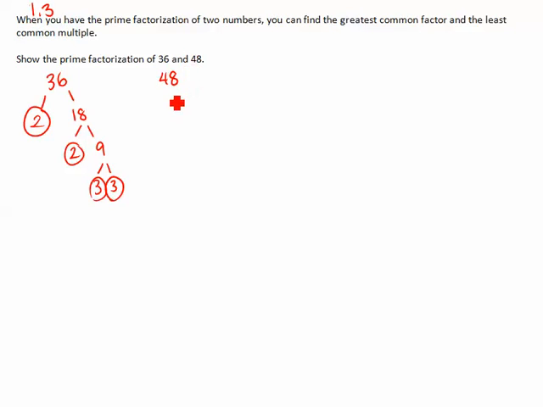Now the prime factorization of 48, I'll try a different way. Let's try 4 times 12. I don't know if you thought of that one. 4 breaks up into 2 and 2. 12 breaks up into 3 and 4. And then 4 breaks up into 2 and 2.